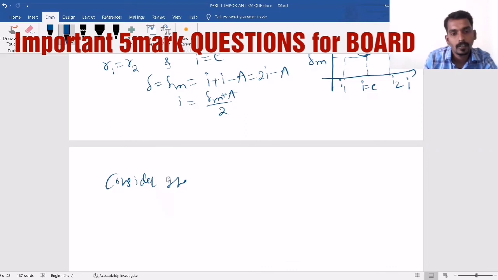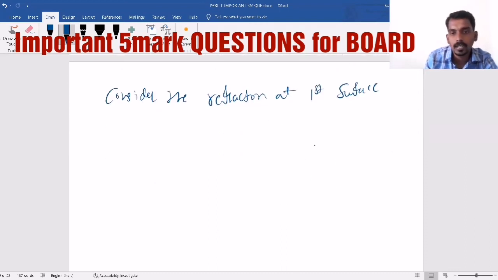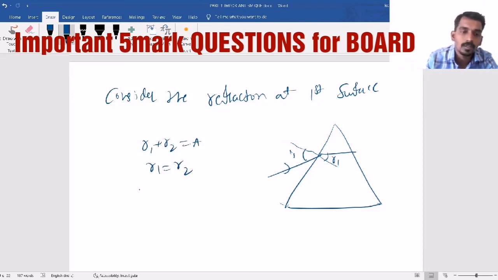Now consider the refraction at the first surface. When you consider the refraction at the first surface like this, the angle of incidence is I and the angle of refraction is R1. But R1 plus R2 equals A, and R1 equals R2. So 2R1 equals A, which implies R1 is A by 2.